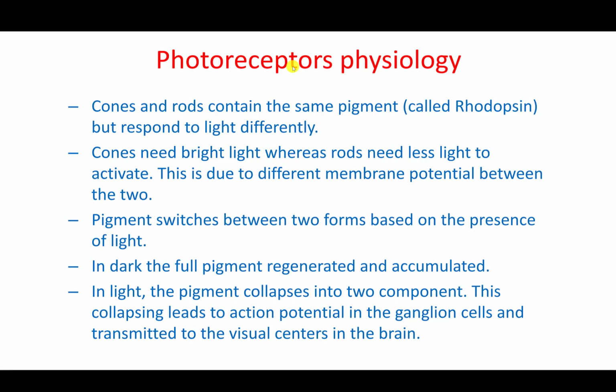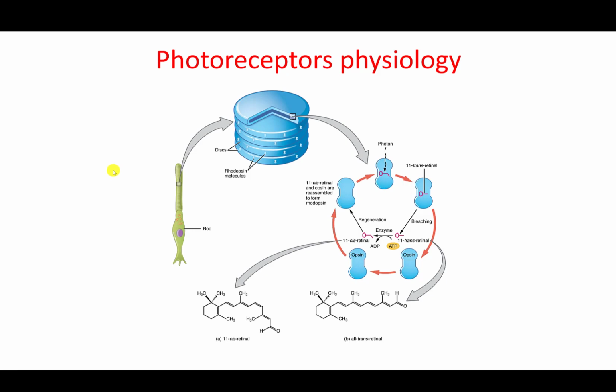The first thing we need to establish is that the rods and cones differ in their sensitivity to light, which is something we already talked about. Both of them have the same type of pigment, and this pigment is sensitive to light. It is called rhodopsin. So both rods and cones have rhodopsin. But remember, we said rods are for dim light, and cones are for bright light.